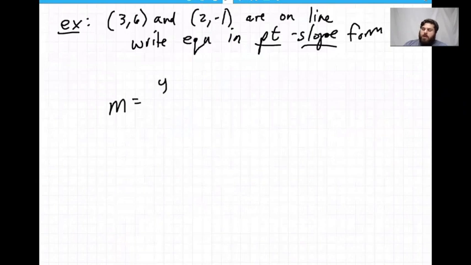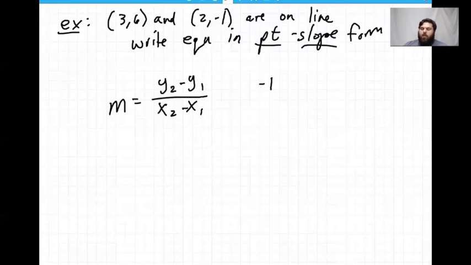So y2 minus y1 over x2 minus x1. So the difference in the y's over the difference in the x numbers. So the y numbers, well, y2 is -1, right? I'm getting that from the second point. I have to subtract because there's a minus sign in the formula. I have to put a minus here. Now y1 is a positive number. It's a +6. So I'm just going to write -6.